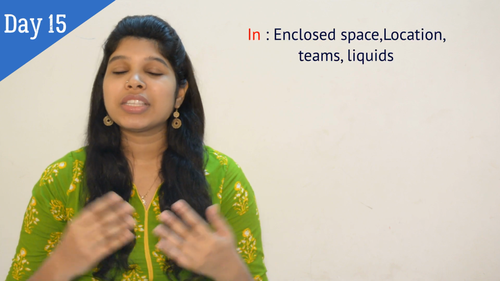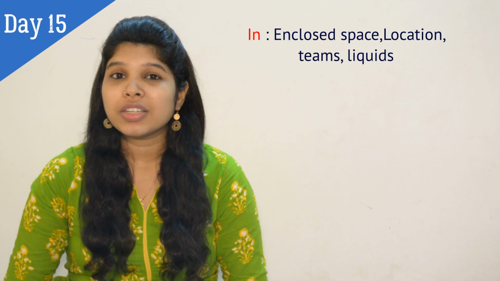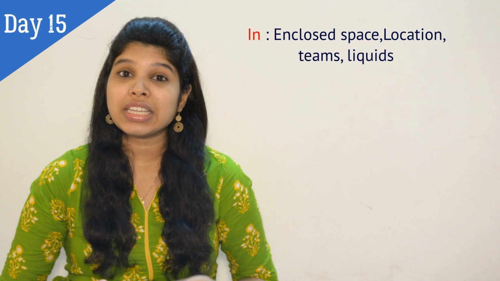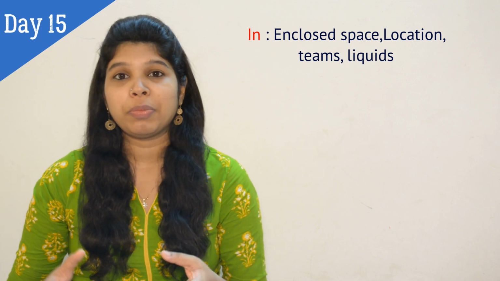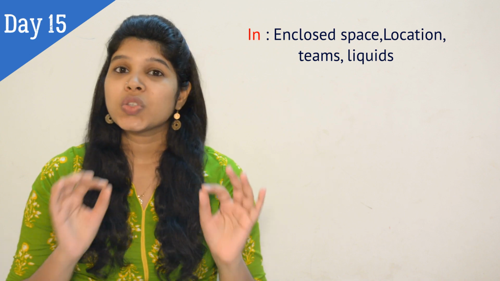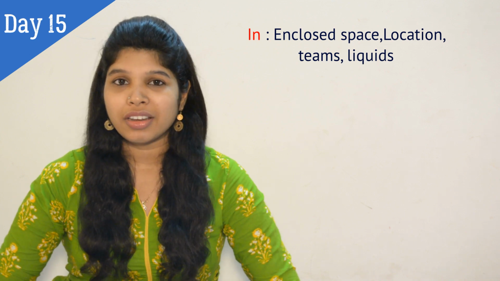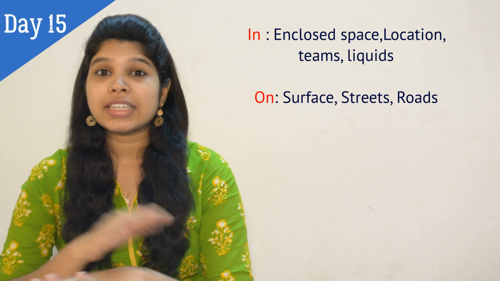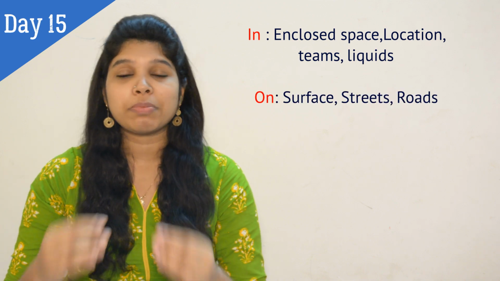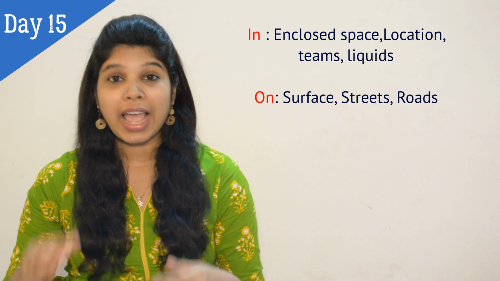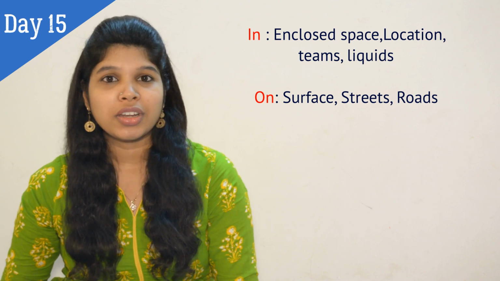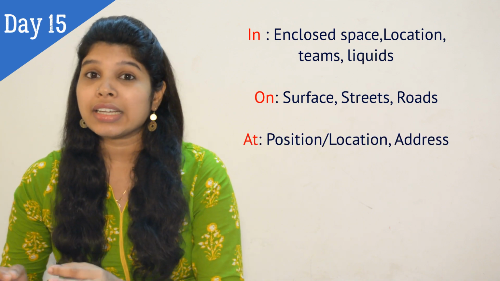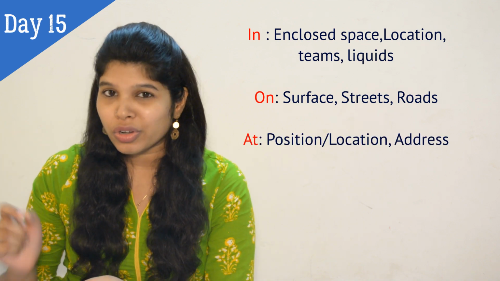So if I have to summarize today's session, in is basically used when you are inside some enclosed space or you are in a city or a country or you want to talk about a group of people as in a team, right? So in those cases, you go for in. And coming to on, it is basically some object or a person on a flat surface. And also when you're talking about roads or streets, you go for on. And now coming to at is at a specific position or a location.